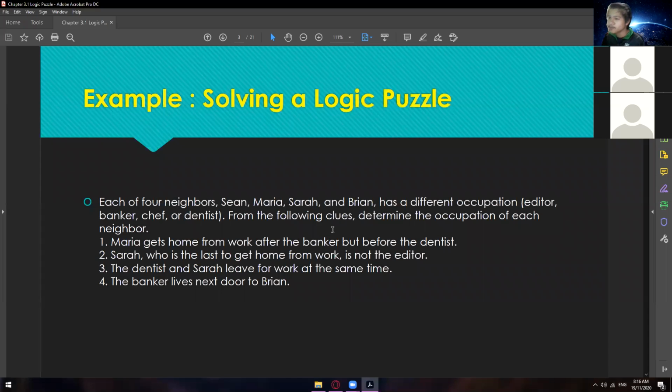So as you can see right here, we have like a certain situation. So each of 4 neighbors, Sian, Maria, Sarah, and Brian has a different occupation. So one of them is an editor, the other one is a banker, another one is a chef, and then the last one is a dentist. So all of them have their own specific jobs. Okay, na kakaiba. So from the following clues, determine the occupation of each neighbor. So the puzzle here is we're going to figure out which is which.